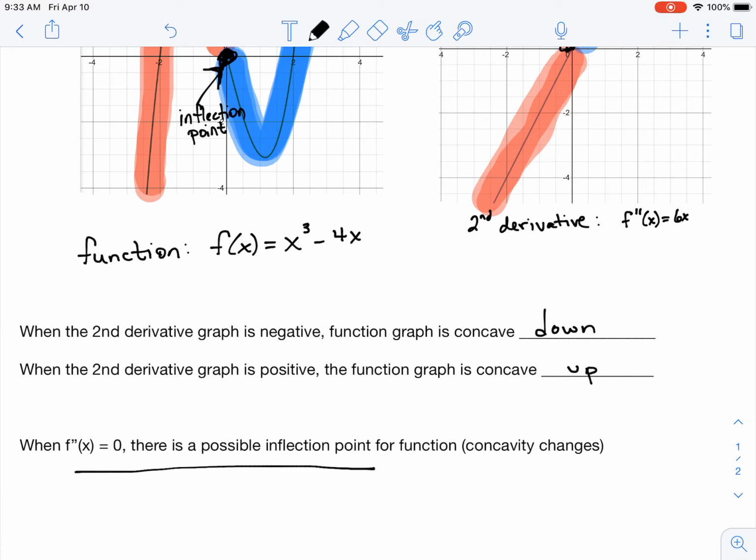It's not always the case, but it sometimes is. So if the second derivative is 0, that's where you will often find an inflection point. Again, not always, but sometimes. It could be just a critical point. It could be a max or a min, depending on the first derivative graph. But just kind of keep that in mind. You're looking at those kinds of things. All right, that's it.